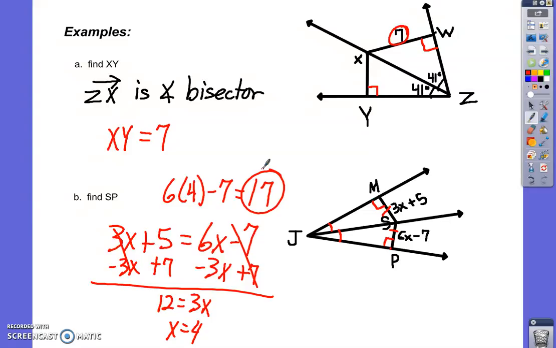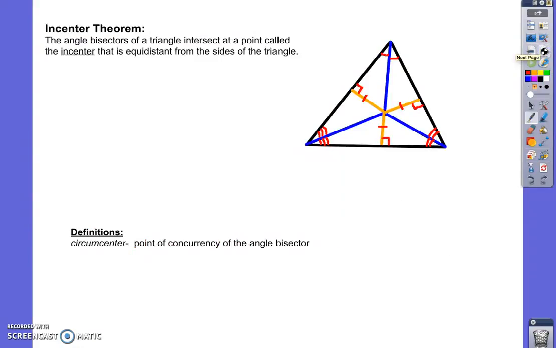So there's using the angle bisector theorem and the converse of the angle bisector theorem. Same idea as we had before. We had a circumcenter before, now we have an incenter. The angle bisectors of a triangle intersect at a point called the incenter. Because there are 3 angle bisectors, this is a point of concurrency. The point of concurrency for angle bisectors is called the incenter. The point of concurrency for perpendicular bisectors is called a circumcenter.